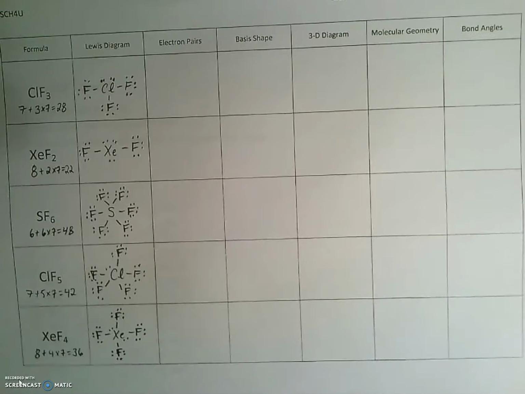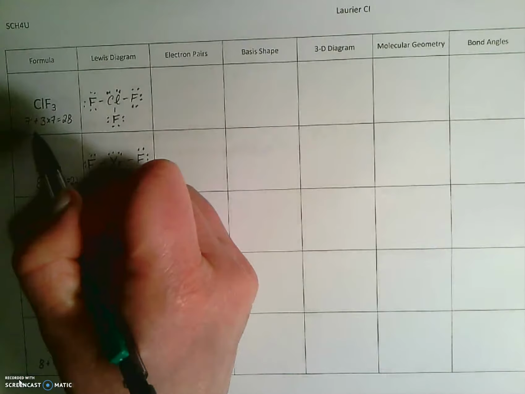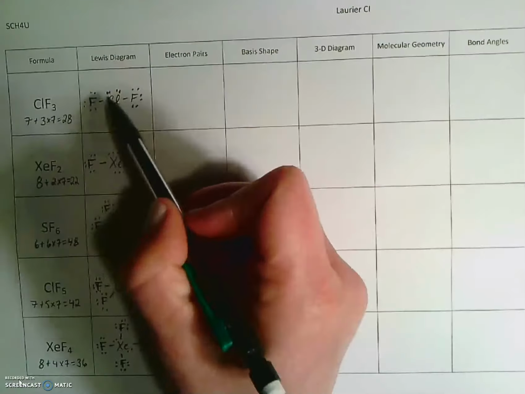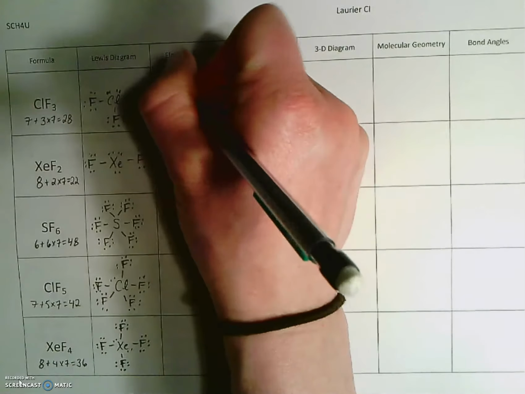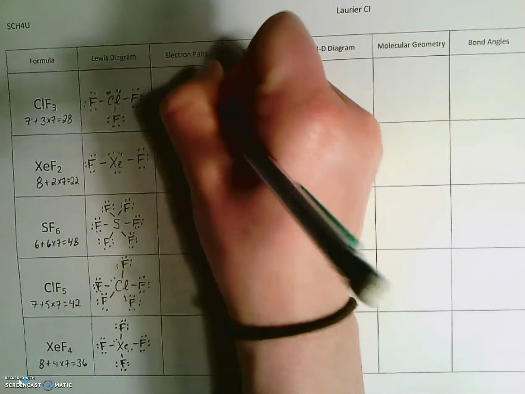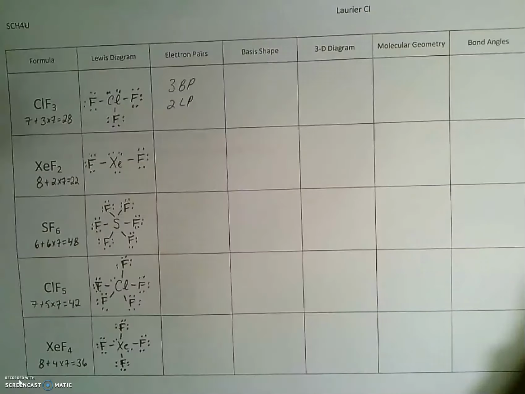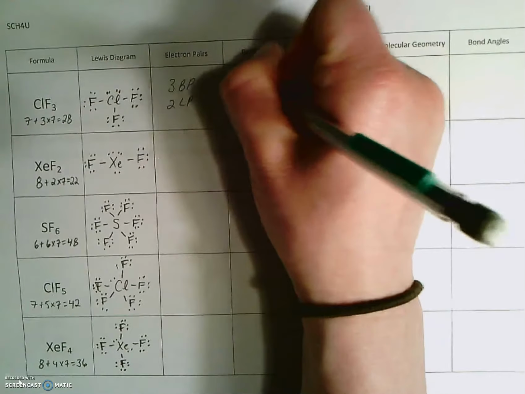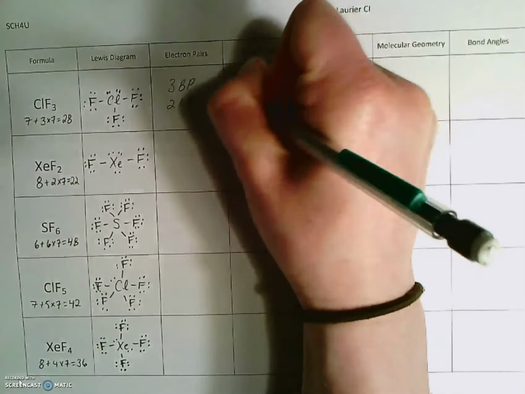Let's see if we can get through these even quicker. So we've got chlorine trifluoride. The Lewis diagram looks like that, meaning that I have 3 bonding pairs, 2 lone pairs. The basis shape is still, because I have a total of 5, trigonal bipyramidal.